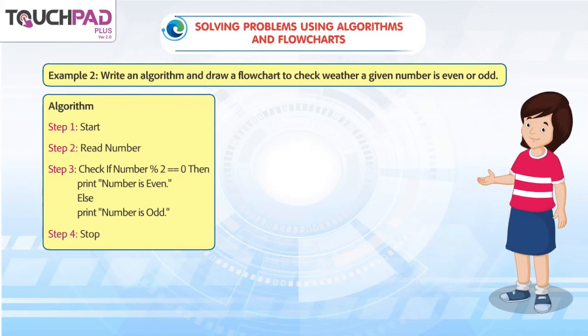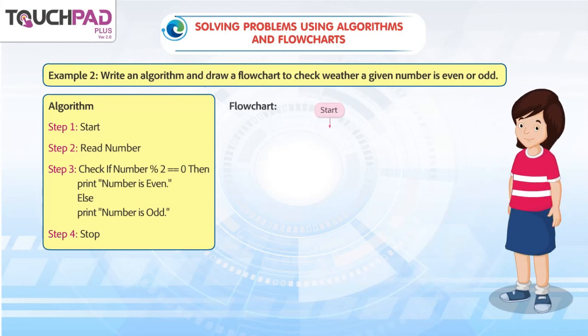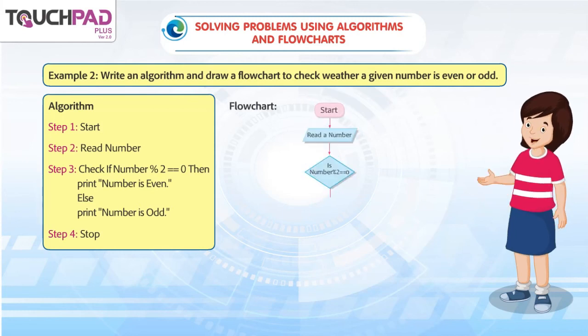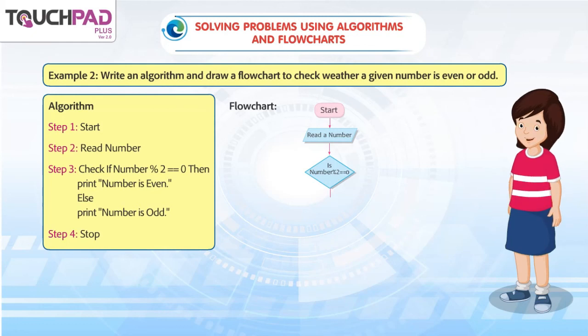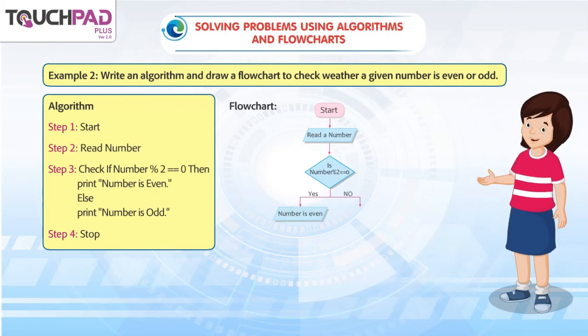Step 4. Stop. Flowchart. Start. Read a number. Is number percentage 2 equal 0? If yes, number is even. If no, number is odd. Stop.